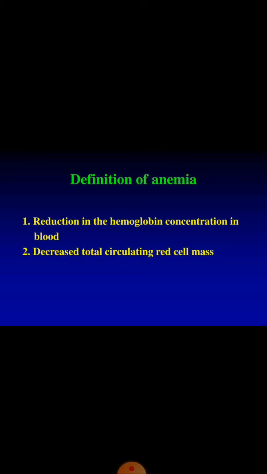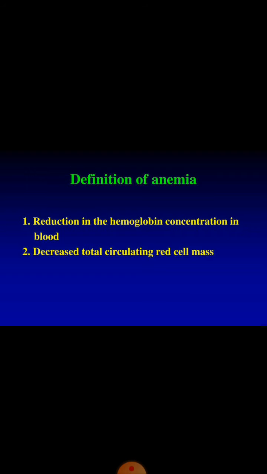So what is the definition of anemia? Anemia is defined as reduction in the hemoglobin concentration in the blood or decrease in the total circulating red cell mass. When there is decrease in the hemoglobin concentration in the blood or there is decrease in the total red cell mass, then in both conditions there is decrease in the oxygen delivery to the tissues.